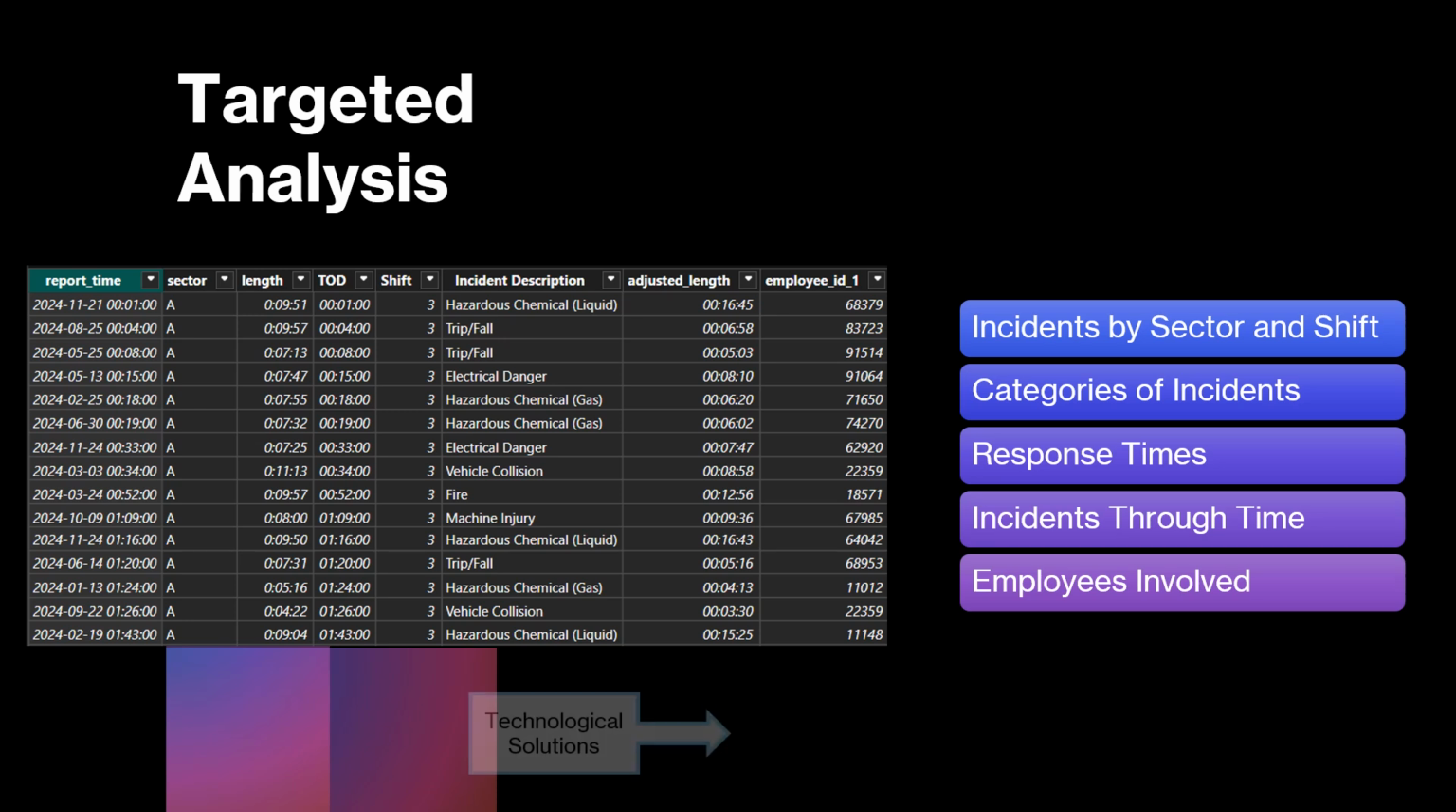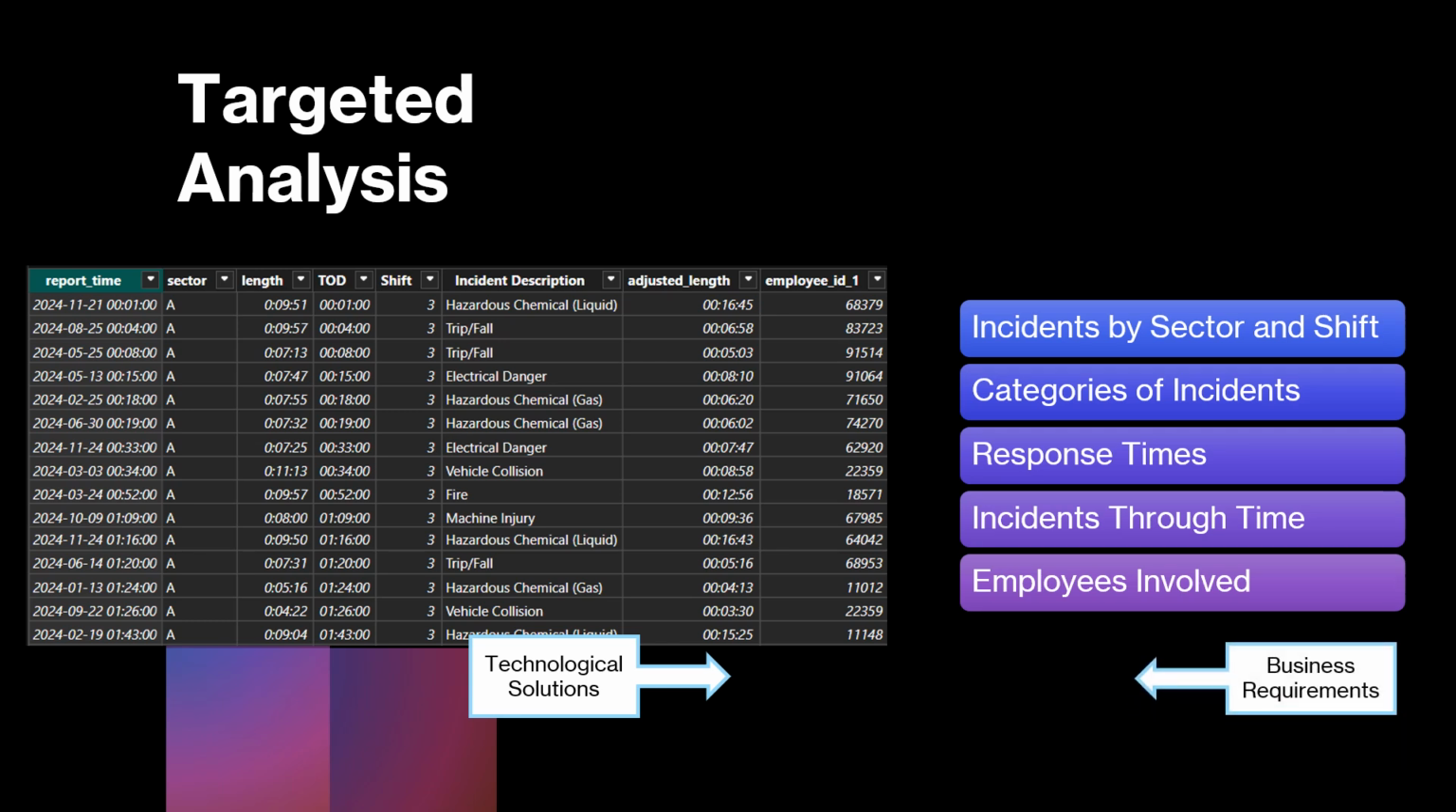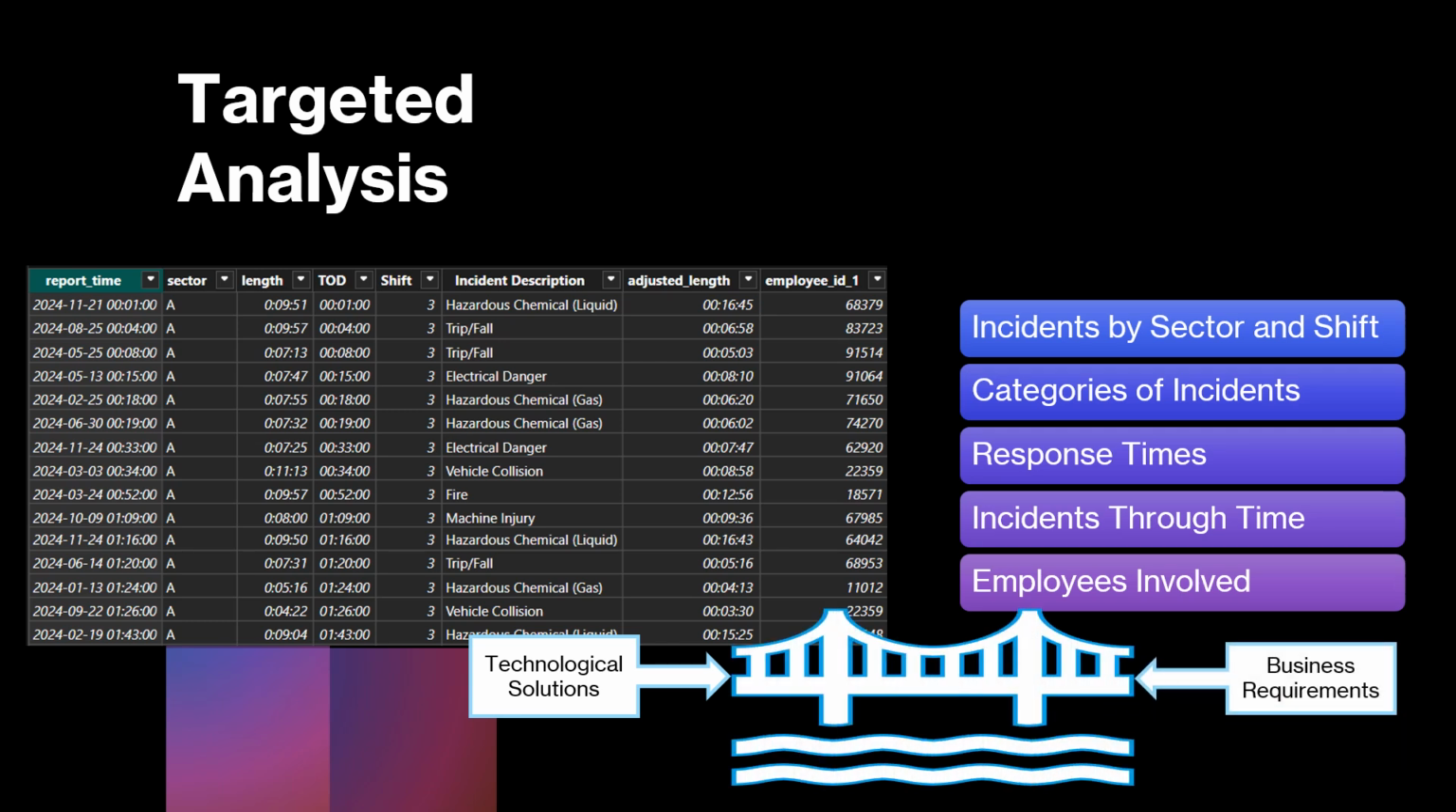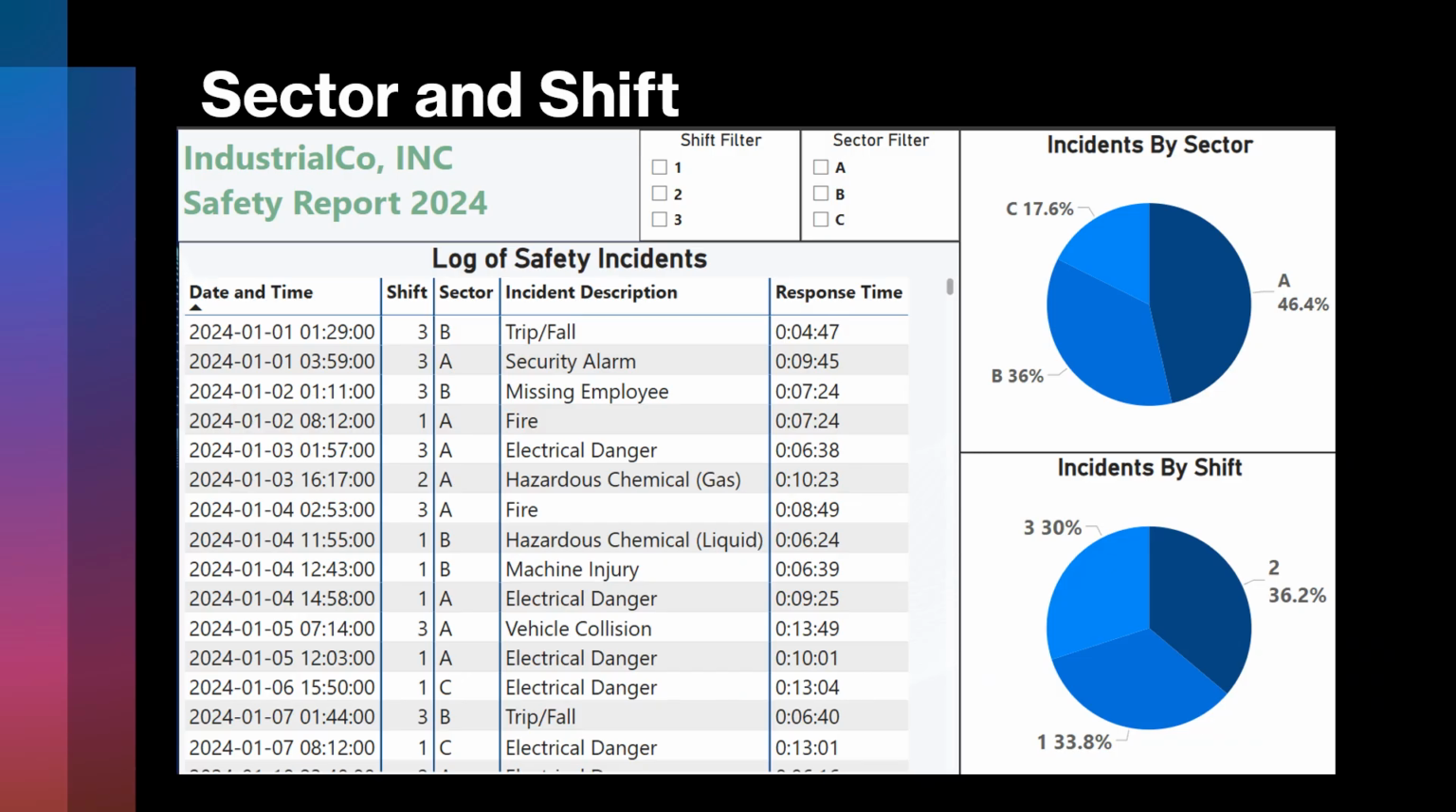We will be doing what I refer to as business analysis, which is creating a sort of bridge between the technological solutions and the real world business requirements. Our first page in the report is a high-level overview of everything. We have a master log of every incident with information about when it happened, where it happened, what happened, and the response time to that incident.